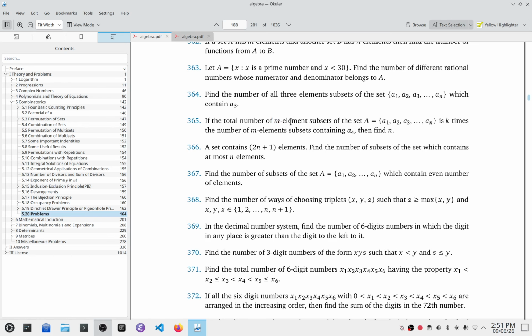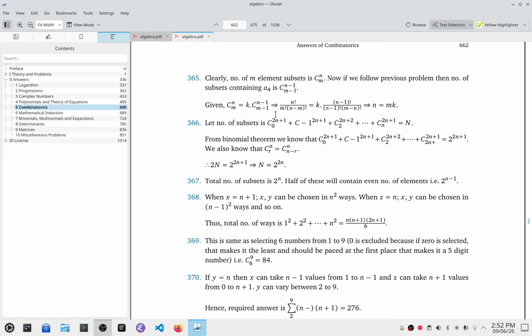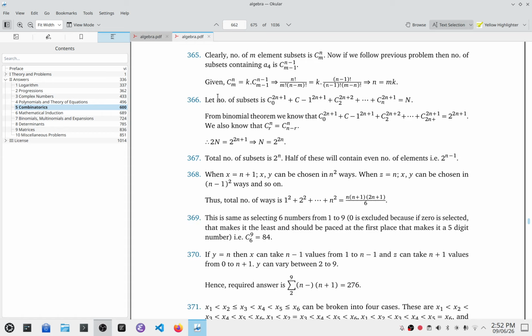The set has n elements. We are constructing m element subsets. Okay, so the number of subsets is nCm. Now we follow the previous problem. The number of subsets containing A4 is n minus 1 C m minus 1. But it is given that nCm is k times n minus 1 C m minus 1. So we solve this and we get n is equal to mk.